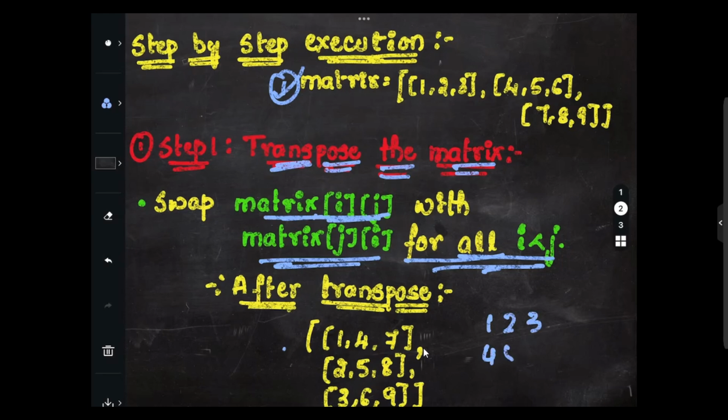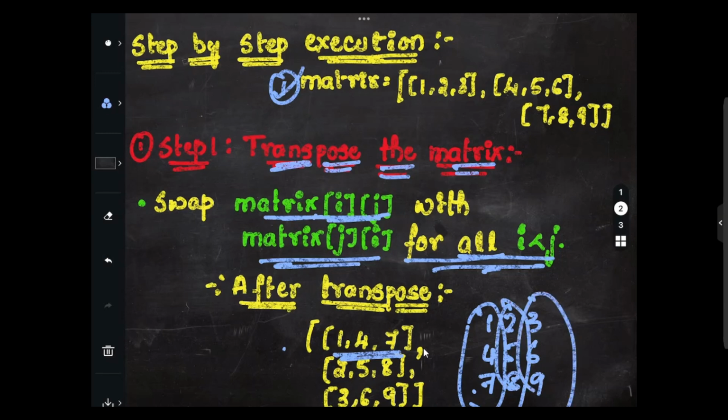1, 2, 3, 4, 5, 6 and 7, 8, 9, right? So after transposing, what happens here, we got 147, this one 147, 258 and 369, right? So we got 147, this one 258 and 369 after transposing.